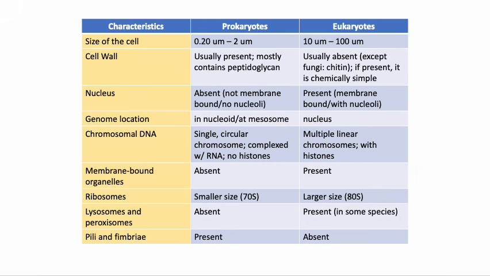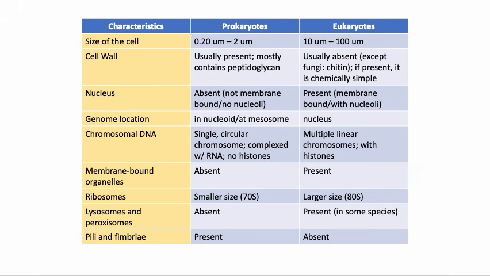Now, for your prokaryotes, generally, they do not have membrane-bound organelles unlike your eukaryotes. In terms of ribosomes, the ribosomes of your prokaryotes are much smaller compared to the larger eukaryotic ribosomes. In fact, the ribosomes of your prokaryotes are 70 Svedberg units in size, while your eukaryotes are 80 Svedberg units. Now, lysosomes and peroxisomes are absent in prokaryotes. That's why they don't have protective organelles to protect their structure and also their function, while in your eukaryotes, they are present.